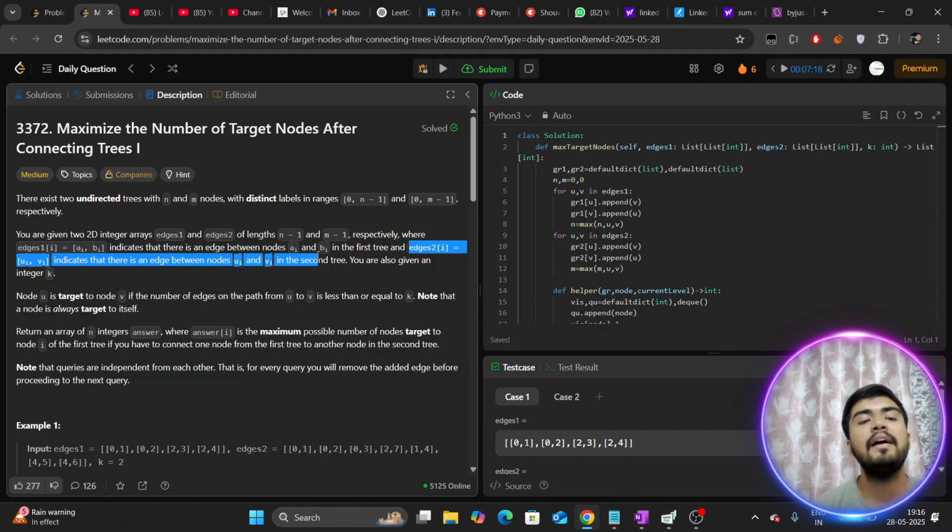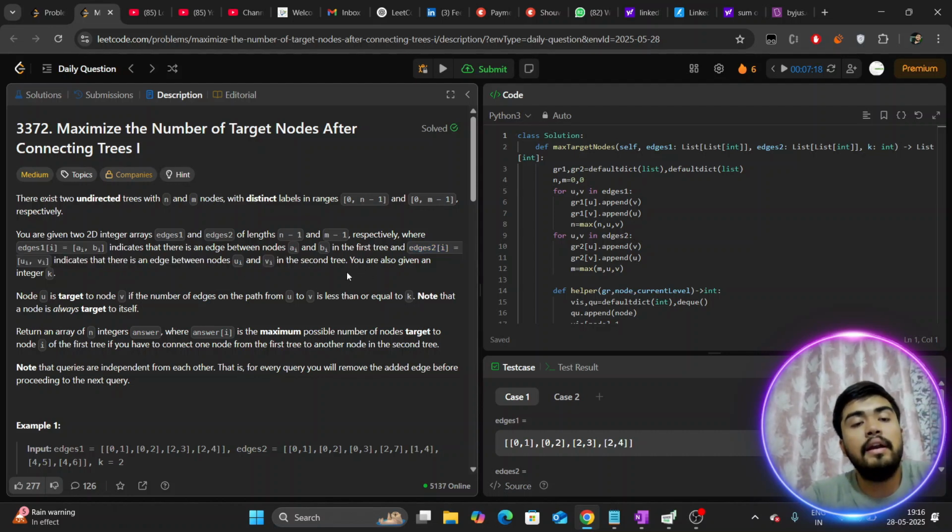But in this case, this is an undirected graph. Undirected graph means if you can go from 0 to 1, then there is obviously a path from 1 to 0 also. So if there is a path from 0 to 1, then from 1 to 0 there is also a path for sure. Now you are also given an integer k.